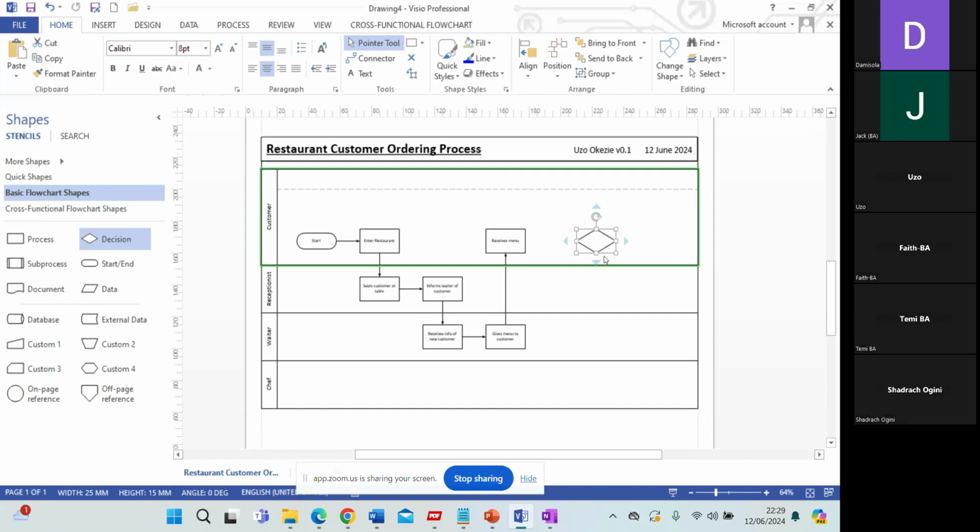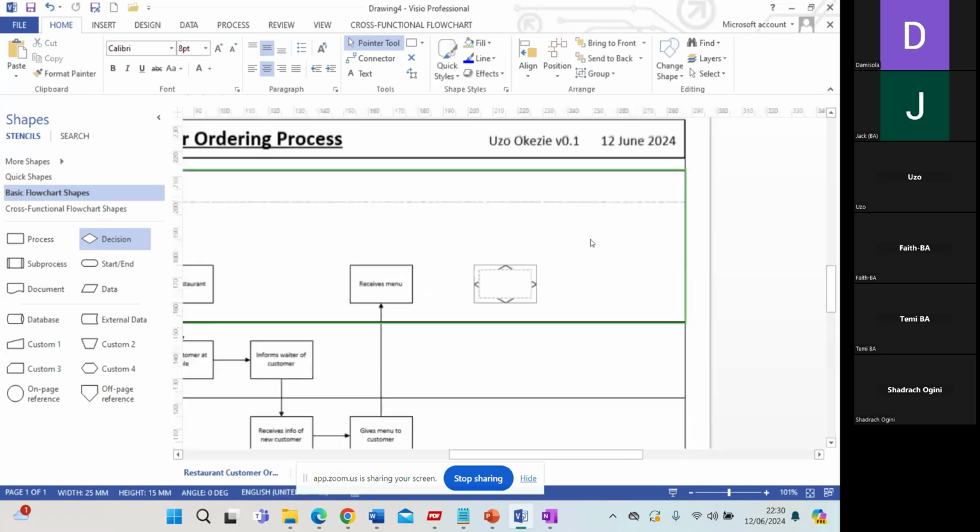But sorry, Uzo, if the customer takes takeaway, would we have all the other steps? Exactly my point. That's why I'm introducing it now. I want to show you how a gateway works. Yeah, I think that's a good example. The decision to eat in or not will have been done by the reception. Yes, I think putting a gateway there would be good.